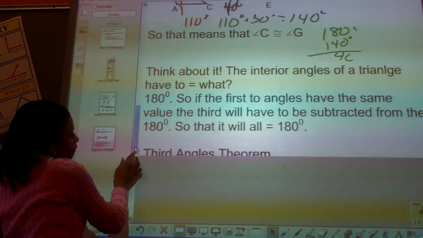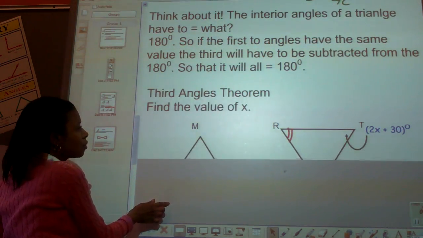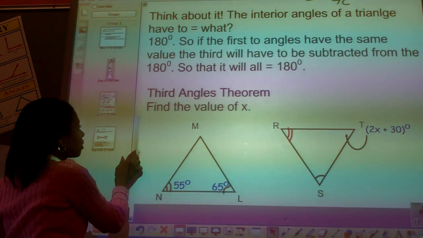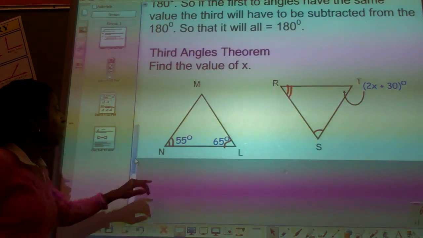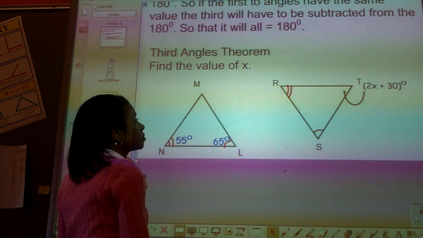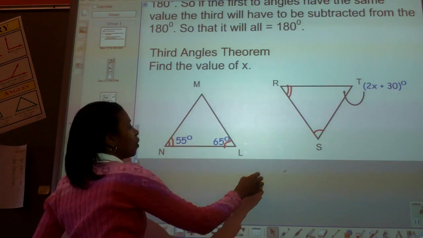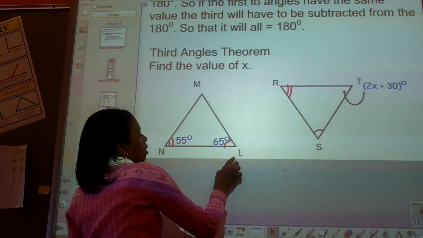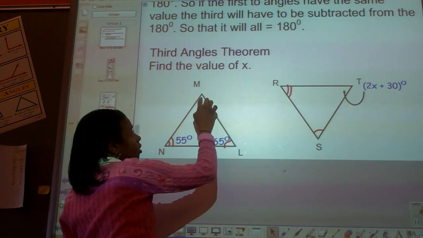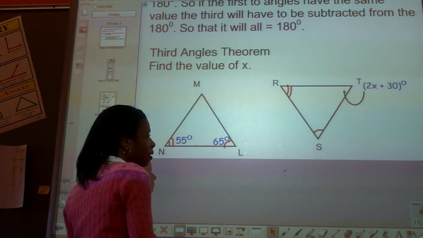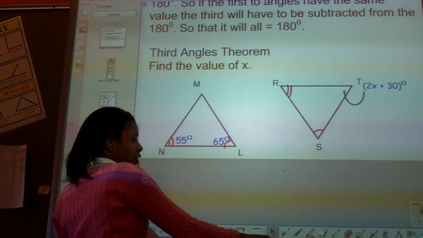But here's us going further. Here's the third angle theorem. Here's another example. Find the missing value of x. Okay? And x is over here. I know that angle S is congruent to L. I know that angle N is congruent to R. And I know that M is congruent to angle T. So that means what? I can come in here and fill it in.